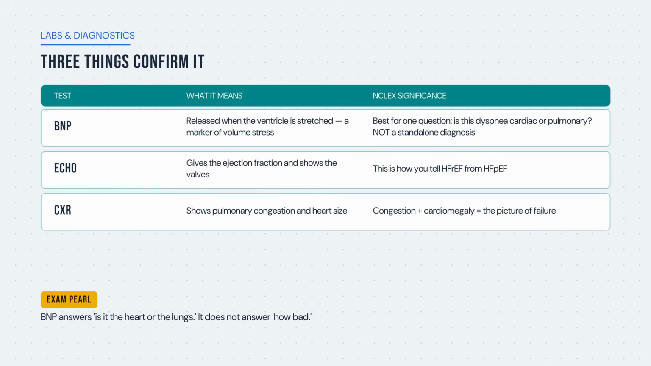3 things confirm it. BNP, B-type natriuretic peptide, is released when the ventricle is stretched. So a high BNP tells you the ventricle is under volume stress, and it is most useful for one specific question: is this shortness of breath coming from the heart or from the lungs? It is not a standalone diagnosis. The echocardiogram gives you the ejection fraction and shows you the valves. That is how you tell HFrEF from HFpEF, and the chest X-ray shows congestion and an enlarged heart.